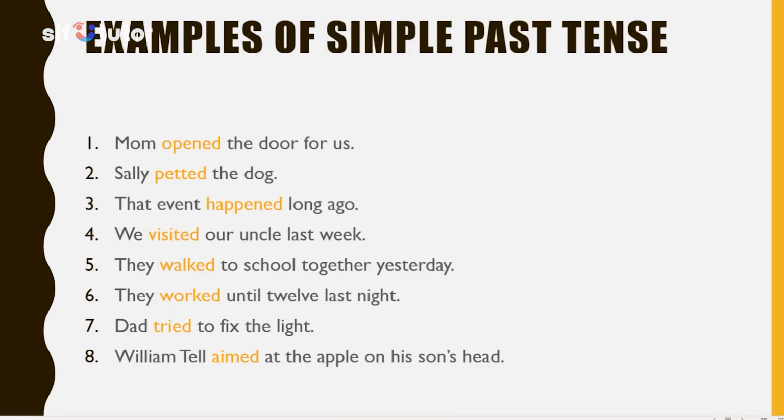So, examples of simple past tense that are used in sentences. Let's start with the first one. Mom opened the door for us. Or like the fourth sentence, we visited our uncle last week. Note how all of these sentences, the first sentence till the eighth sentence, all have verbs with ed at the end. So these are all regular verbs.